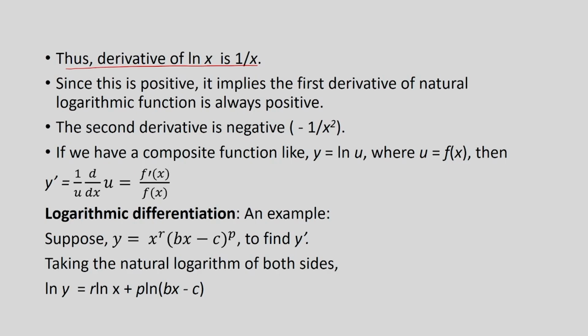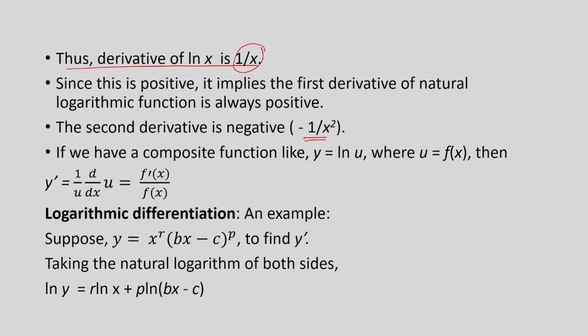Now 1 divided by x is a positive number because x is always positive. Since this is positive, it implies the first derivative of the natural logarithmic function is always positive. But if you take the derivative of this, then you get the second derivative, which becomes a negative quantity, minus 1 divided by x square. So the second derivative of the logarithmic function is negative.